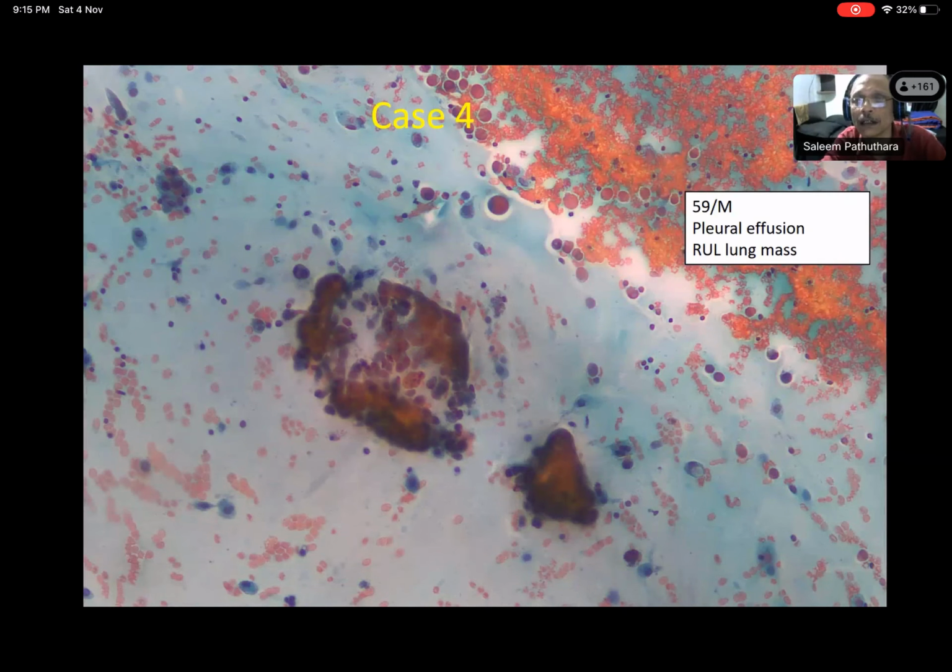We'll go to the next case. This will be taken by, I think, Sanskriti. Yes, Sanskriti, go on. Sir, a 59-year-old male presented with pleural effusion and right upper lobe lung mass. This is pleural effusion. Okay, so you describe.